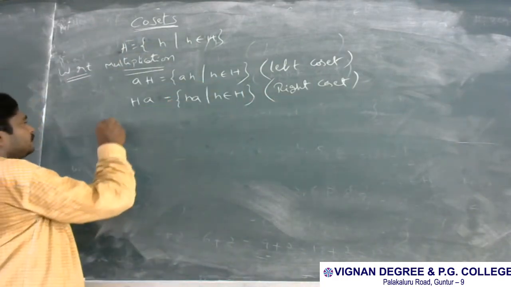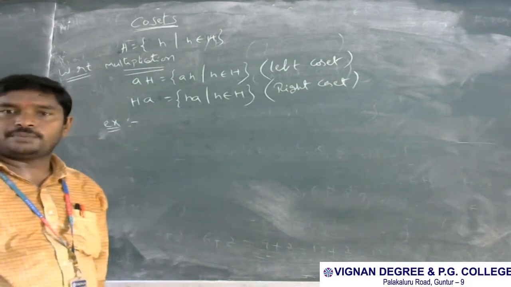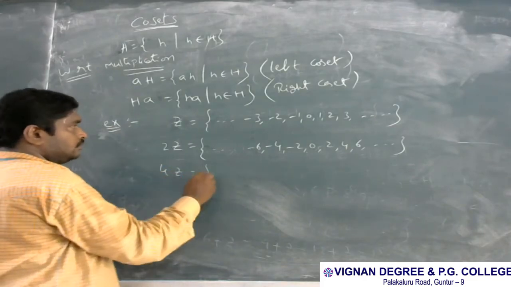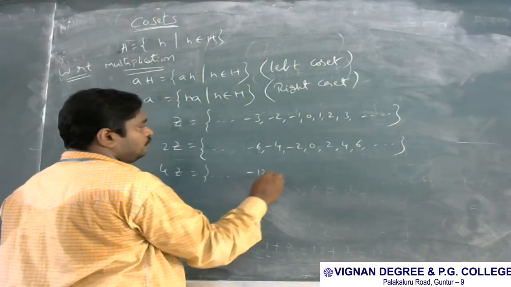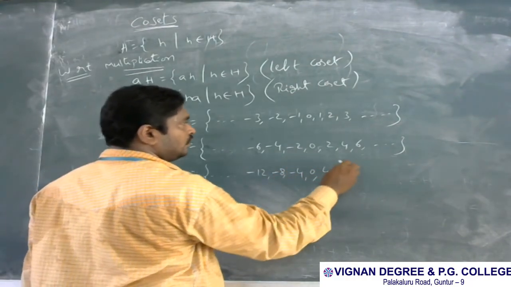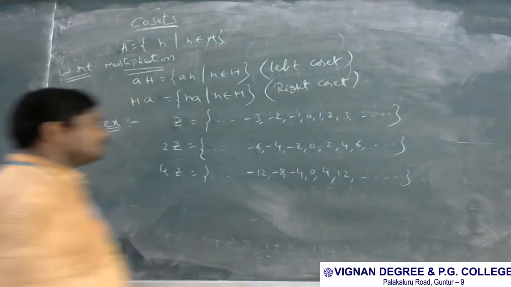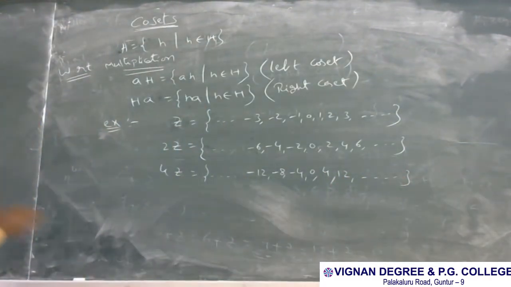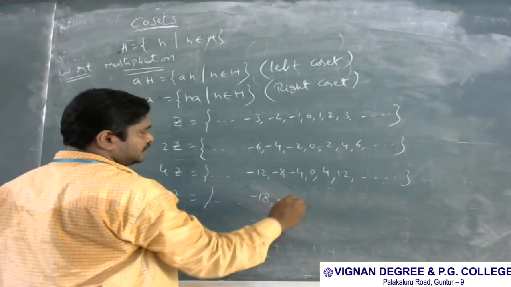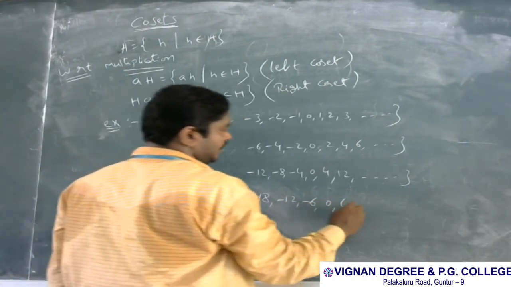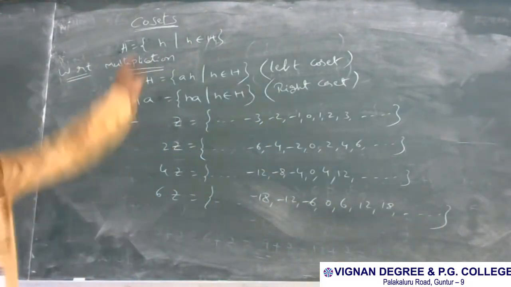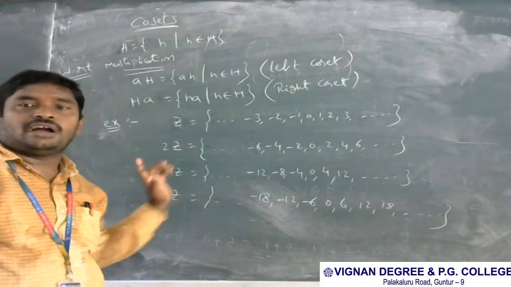Example. We are taking an example. What is the example? I am multiplying 4 by Z. So 4 times 3 is 12, 4 times 2 is 8, 4 times 1 is 4, 4 times 0 is 0, 4 times 1 is 4, 4 times 3 is 12, and so on. Next, if I multiply with 6 Z, so 6 Z means the 6 table: minus 18, minus 12, minus 6, 0, 6, 12, 18, and so on. If you observe, are all these equal or not?